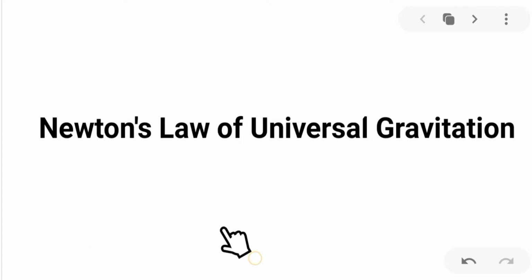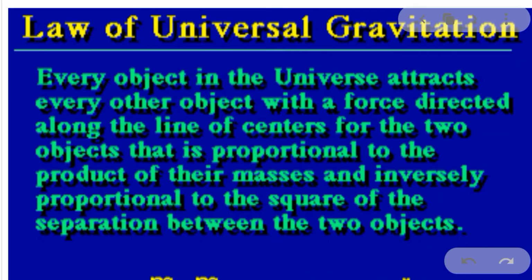This law answers the question about the force that causes free-falling objects, ignoring air friction, and particularly the celestial bodies, to move the way they do. It states that every object in the universe attracts every other object with a force directed along the line of centers of the two objects, proportional to the product of their masses, and inversely proportional, meaning divided, to the square of the separation between the two objects.